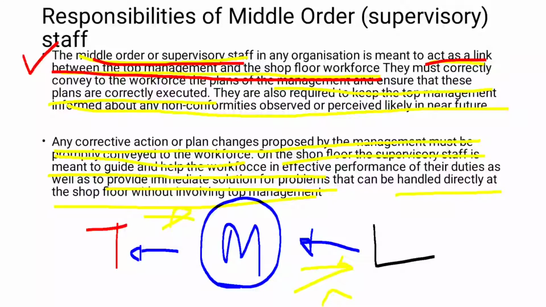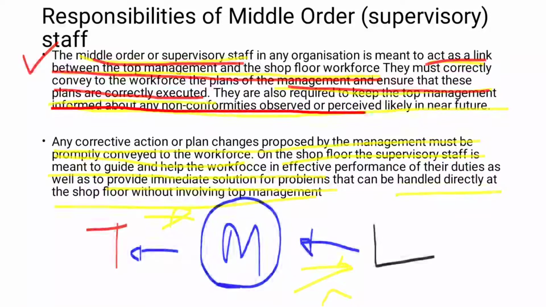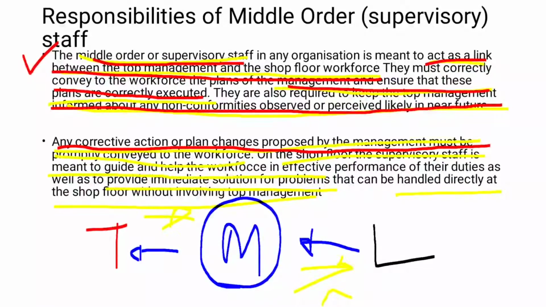Then it informs management and ensures that these plans are correctly executed. So these plans being correctly executed is done by the middle order. Informed about the non-conforming objects or supervised likely in the near future. Any corrective actions or change in plan proposed by the management must be promptly conveyed to the workforce. So now any change in the design etc. must be conveyed to the workforce with the help of the middle order, which is the link.